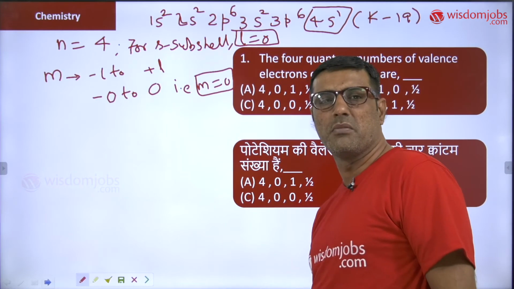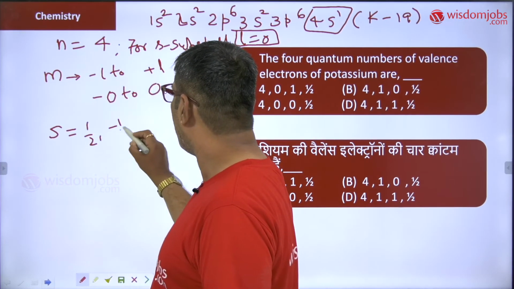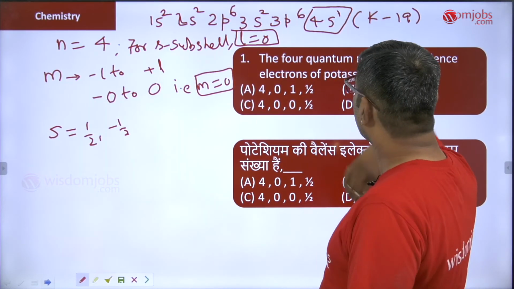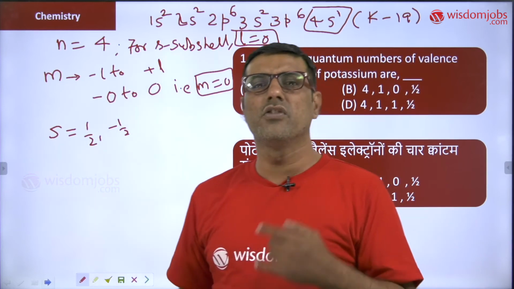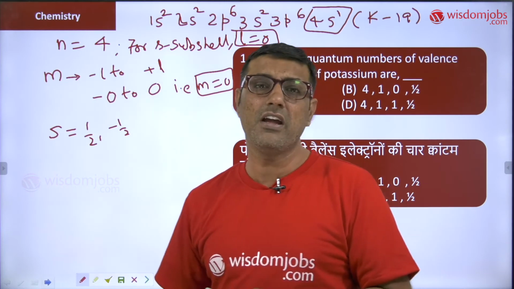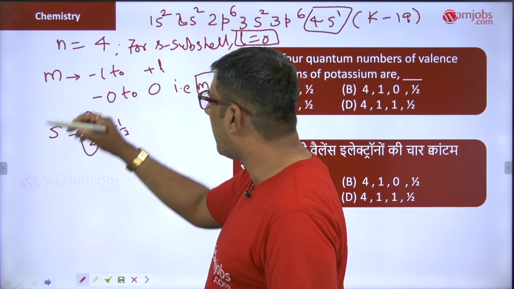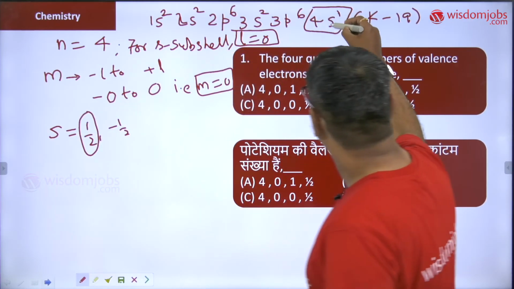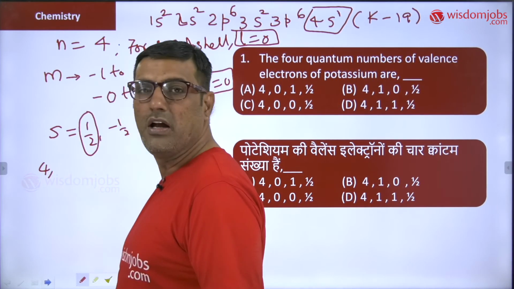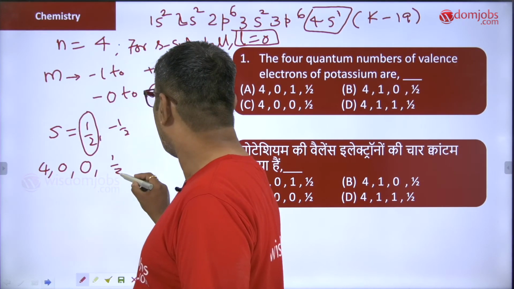Next, which is the fourth quantum number we have? The spin quantum number, which is either plus half or minus half. Generally, for the first electron we take a plus sign, plus half, and for the second electron in the valence shell we take minus half. There is only one electron in the valence shell, so the spin quantum number is plus half. So for this valence electron in the 4s1 subshell, n is 4, l is 0, m is also 0 and spin is half.